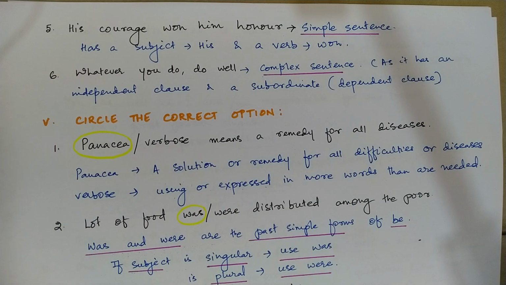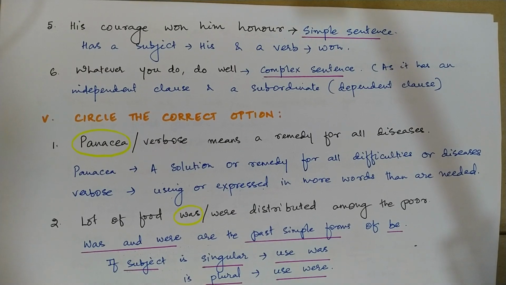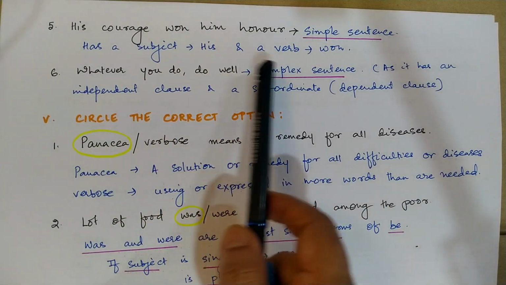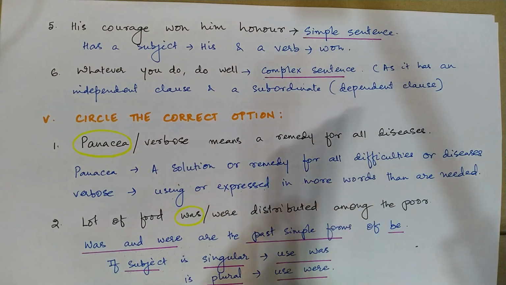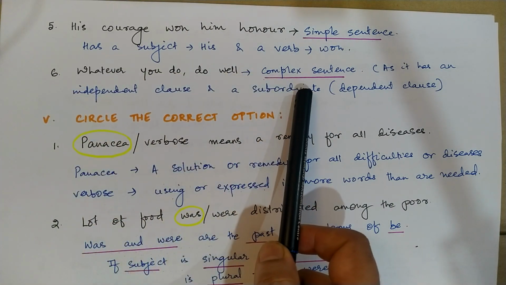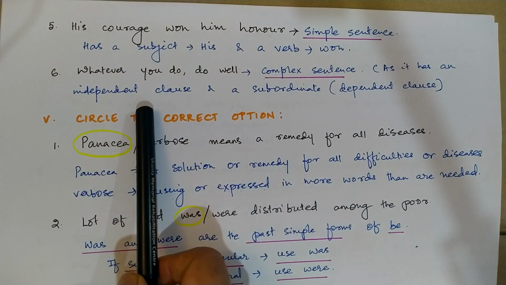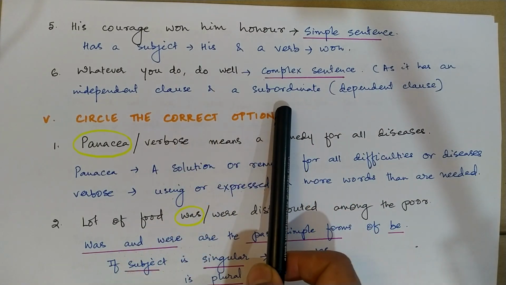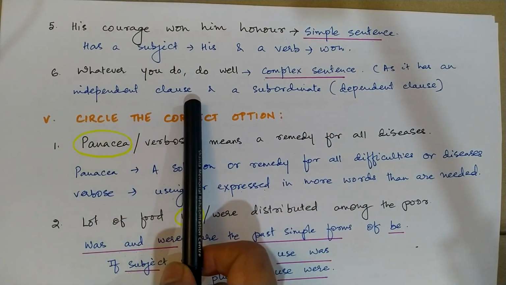Next, his courage won him honor. It is a simple sentence. Why? Because it has a subject, his courage, and a verb, won. So it is a simple sentence. Number 6. Whatever you do, do well. This is a complex sentence. Why? Because it has an independent clause, do well, and a subordinate or dependent clause, whatever you do.